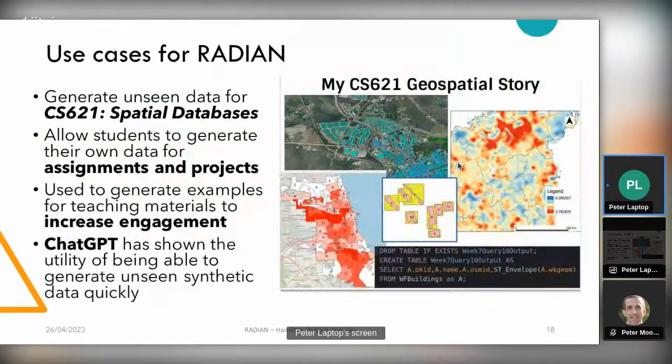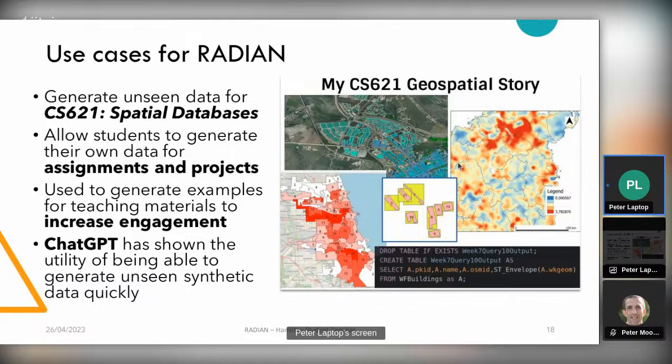So in terms of use cases for Radian, I already mentioned CI61 spatial databases. It's been used for that, for either just allowing students to have their own data sets for practice or for generating data for their projects. One of the main assessments in 621 is your geospatial story.